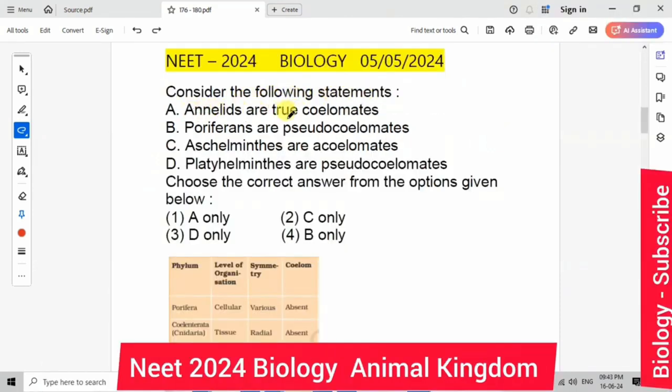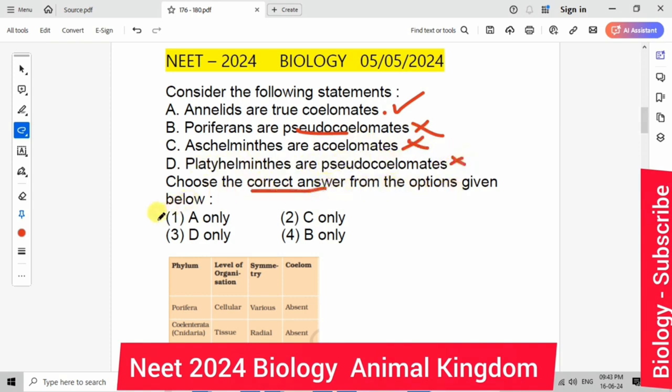Consider the following statements. Annelids are true coelomates. It's right. Poriferans are pseudocoelomates. Sorry, it's wrong, because poriferans have no coelom. Aschelminthes are acoelomates. Sorry, it's wrong. Platyhelminths are pseudocoelomates. Sorry, it is also wrong. So choose the correct answer. It means only A is correct.